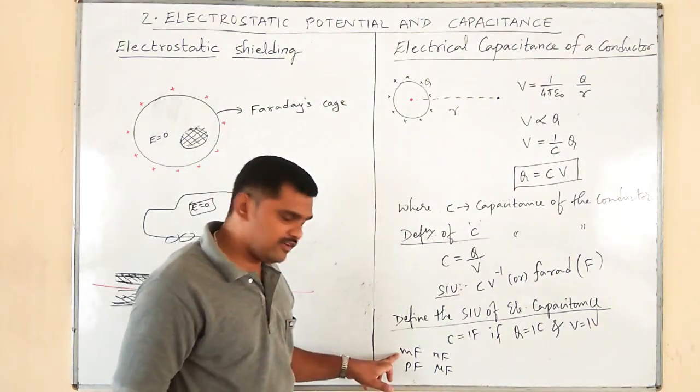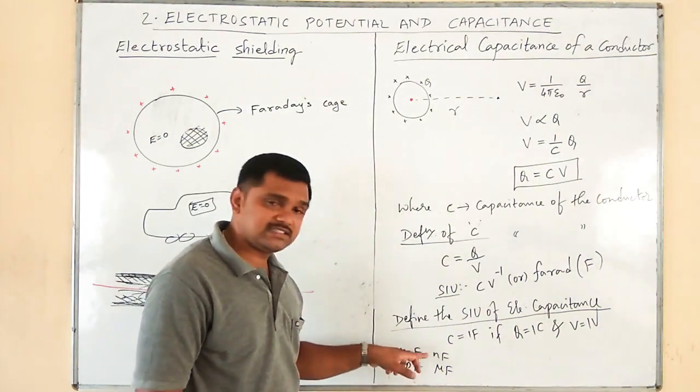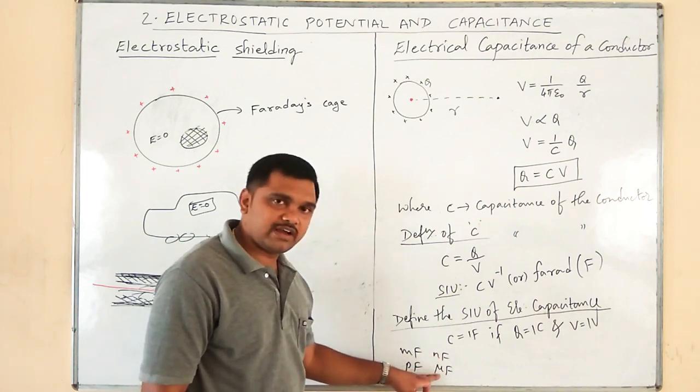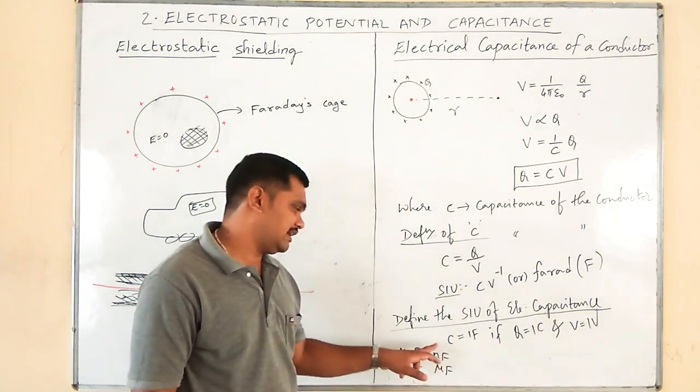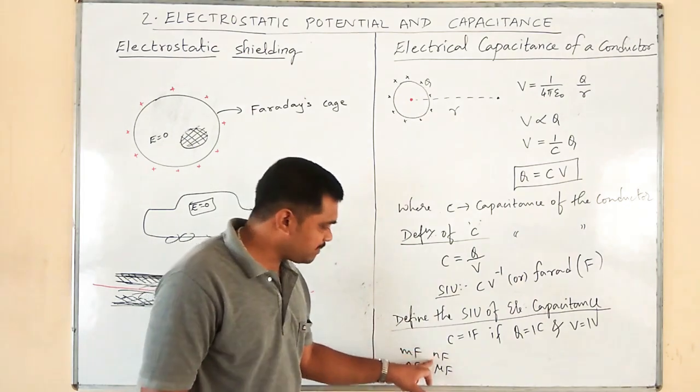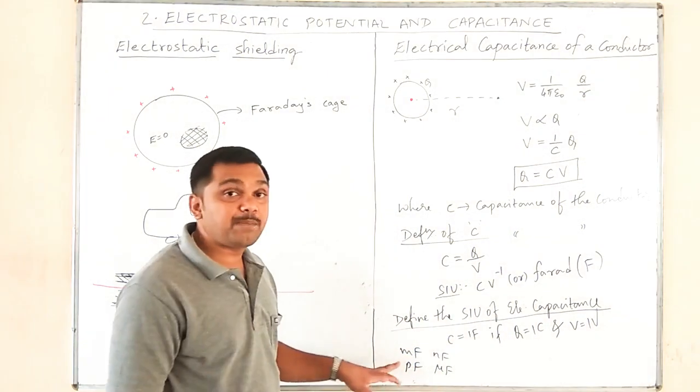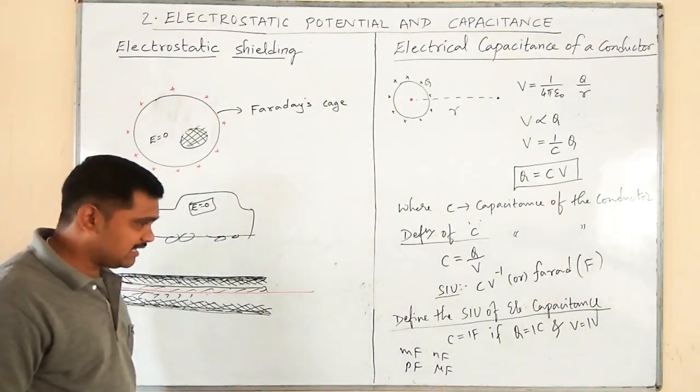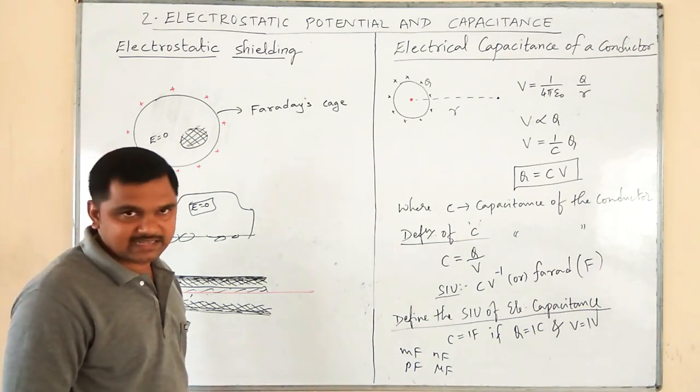Millifarad means 10 power minus 3 farad. Microfarad means 10 power minus 6 farad. Nanofarad means 10 power minus 9 farad, whereas picofarad means 10 power minus 12 farad, like that.